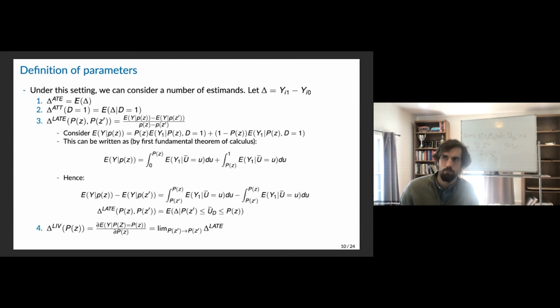If it was randomly assigned, we could estimate it for everyone. That's easy, right? It's just the expectation of this. We could talk about the ATT, which is the same thing, but conditioning on treated. So that's straightforward. Next, we can talk about the LATE. Remember how we defined our LATE: it's the outcome for Y conditional on our choice of Z, the probability of Z and Z prime, and then scaled by the propensity score, right?